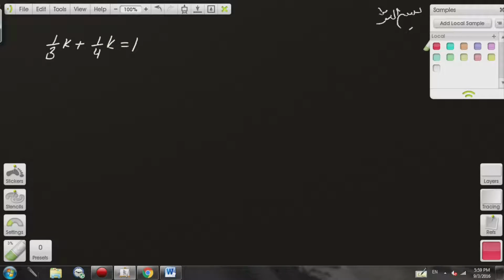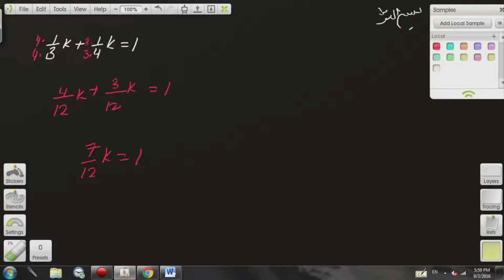Now, you can't be panicking with these fractions, all right? Just get the denominators to be the same. This one you multiply top and bottom by 4, and this one you multiply top and bottom by 3, okay? So that's going to be 4 over 12 k plus 3 over 12 k equals 1. Then you add them together. That's 7 over 12 k equals 1.